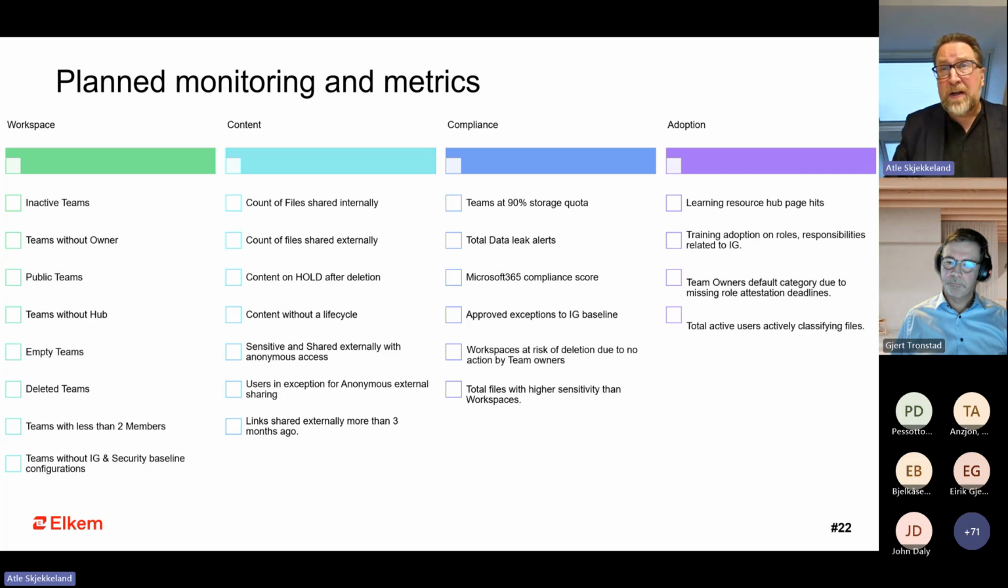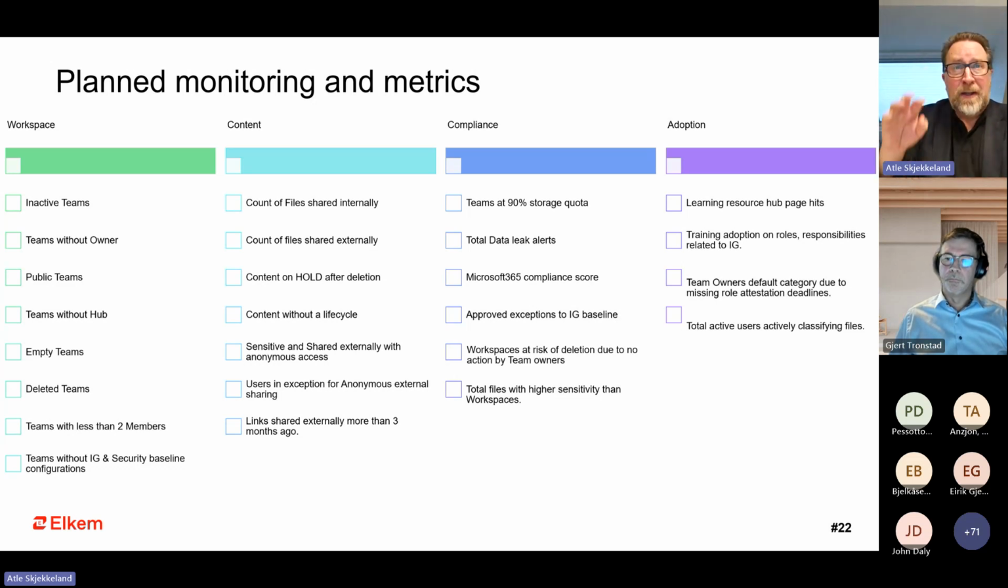What you see on the screen here are some of the more common things we look at for operational governance and security in Microsoft 365. For example, workspaces. Are we active? Do we have them without owner? Are they empty? And so on, just to ensure that we have the governance of the workspaces in place. Do they all have a container label? Do they all have a default label?